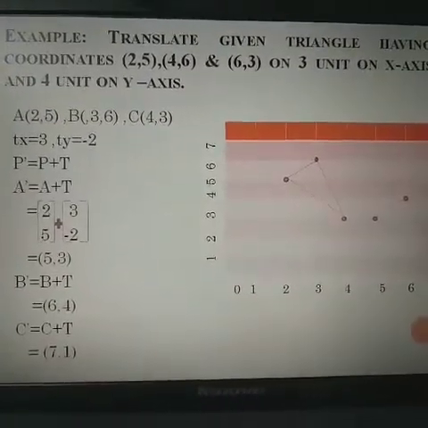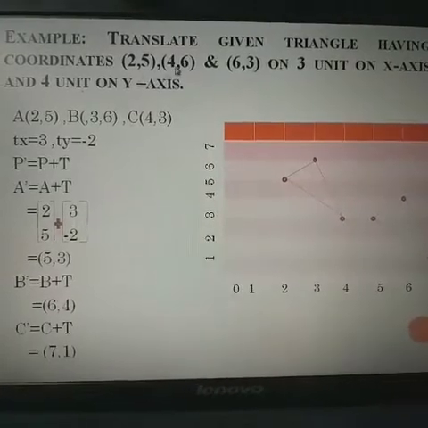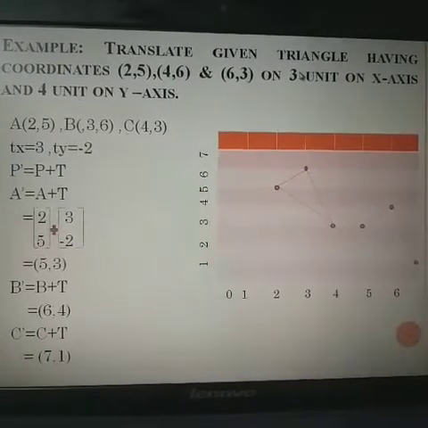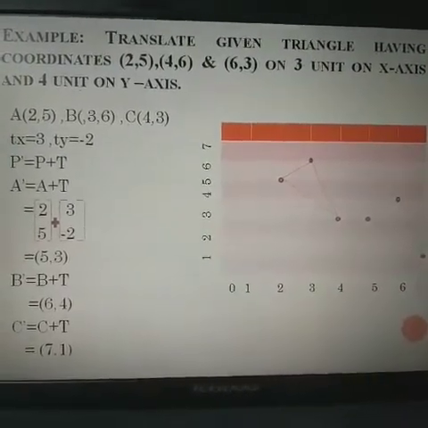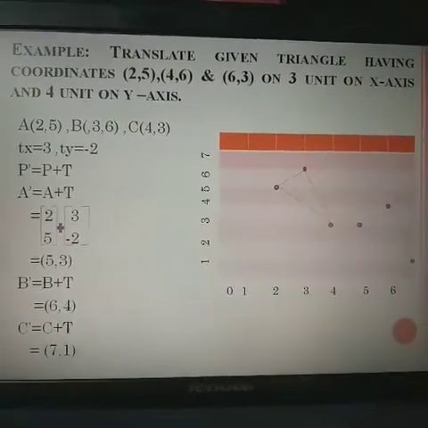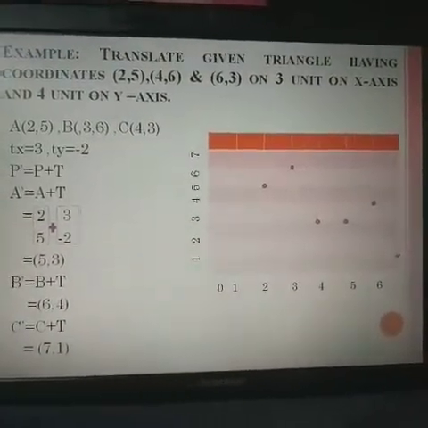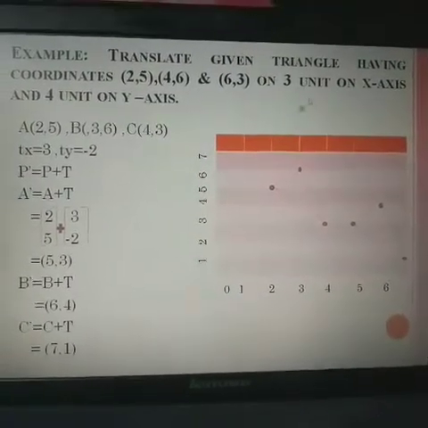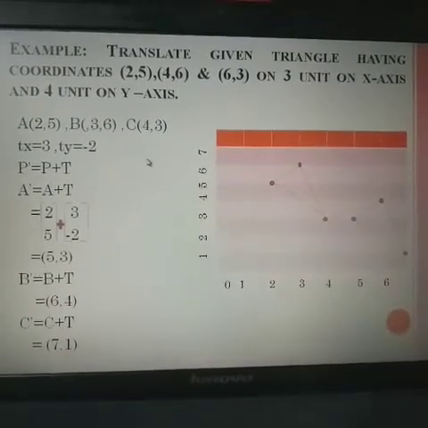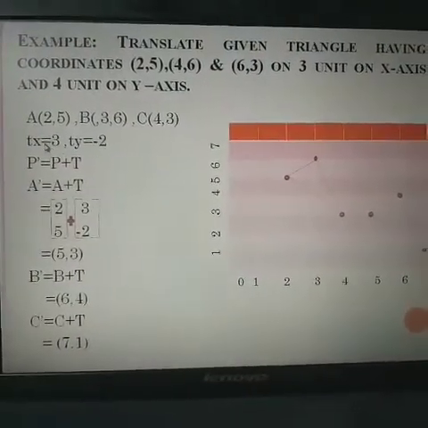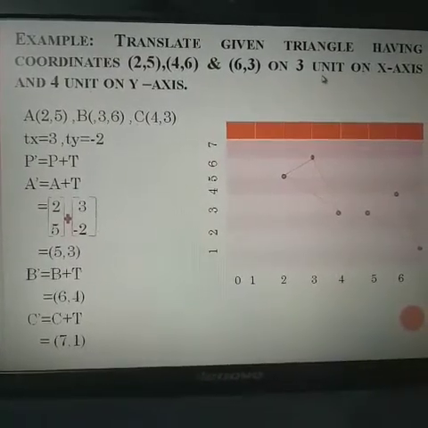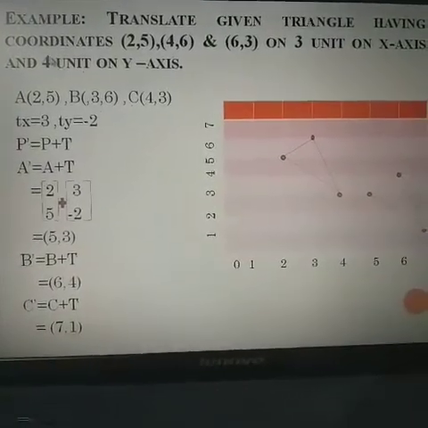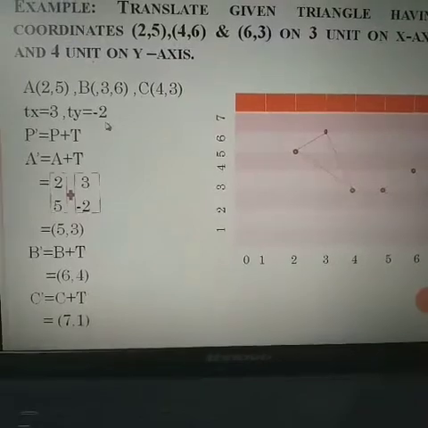Here is also an example. Here the coordinates are (2, 5), (4, 6) and (6, 3). This is an example for a triangle, and we have to translate that triangle 3 units on the x-axis and 4 units on the y-axis. These are the actual points of the triangle, and we have to move that triangle 3 units on the x-axis and 4 units on the y-axis. So tx equals 3 because of 3 units on the x-axis, and here instead of 4 it is -2, so ty equals -2.